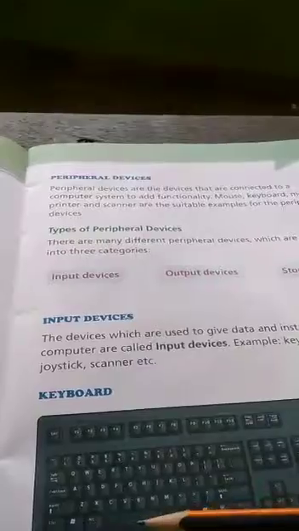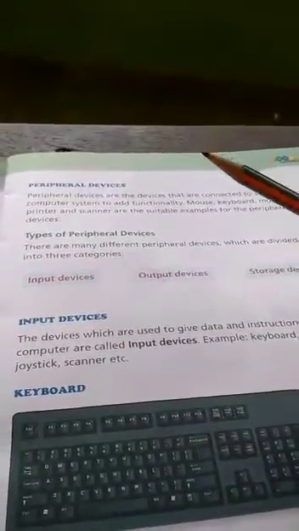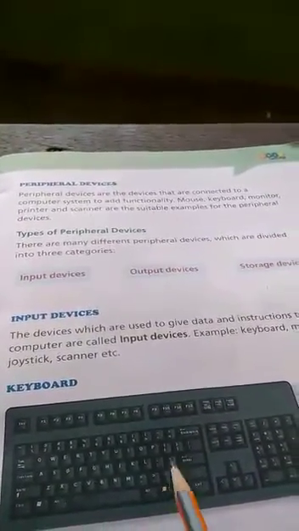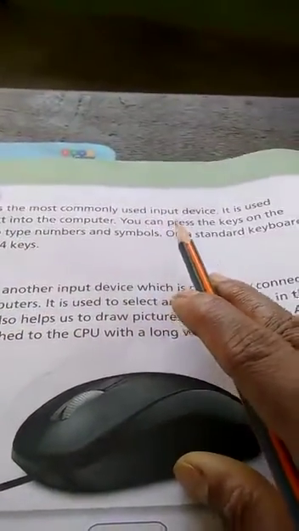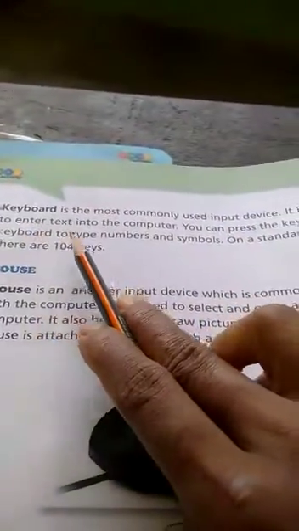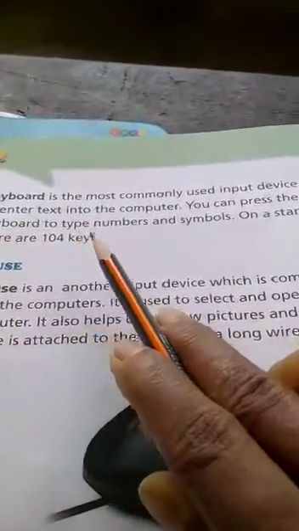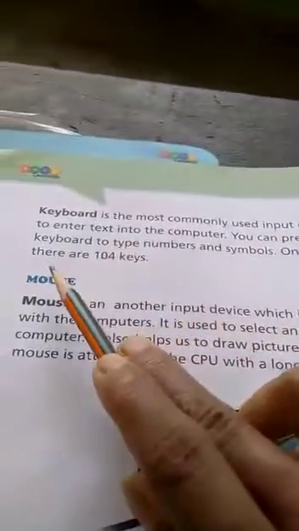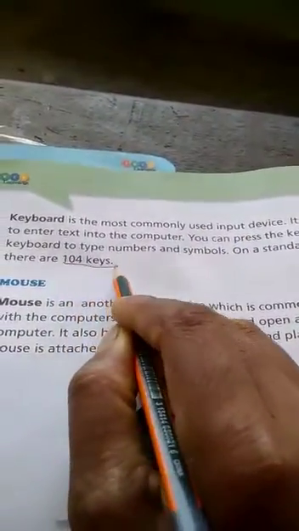Input devices let you enter data, instructions, everything, and give it to the computer. You can enter with machines also, that is the keyboard. You can enter text and everything with the keyboard and it goes to the computer. Keyboard is the most commonly used input device. It is used to enter text into the computer. You can press the keys on the keyboard to type numbers and symbols. On a standard keyboard, there are 104 keys.